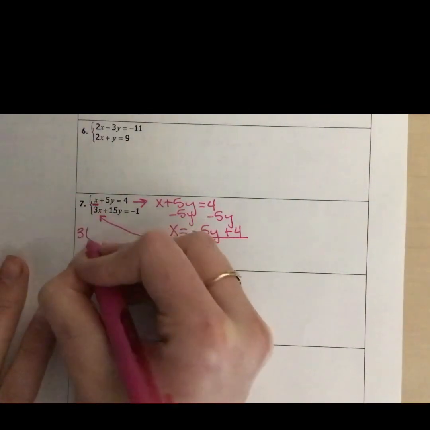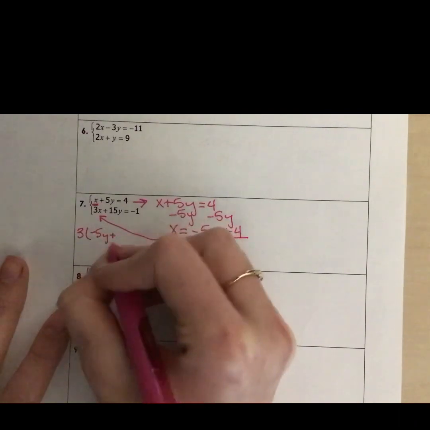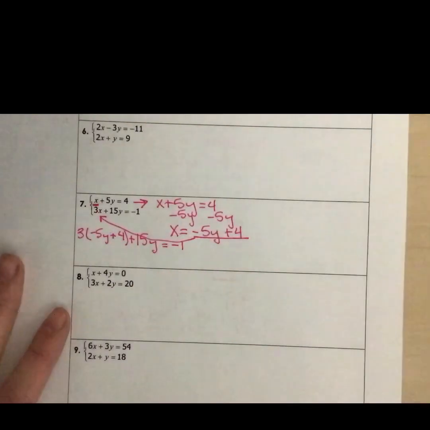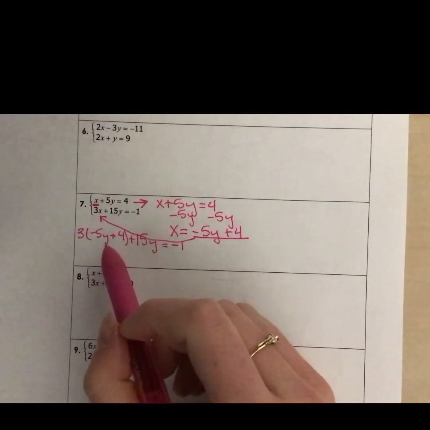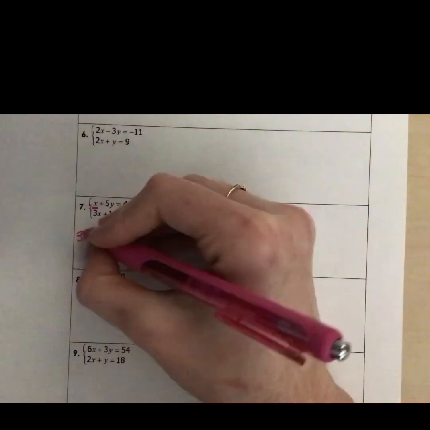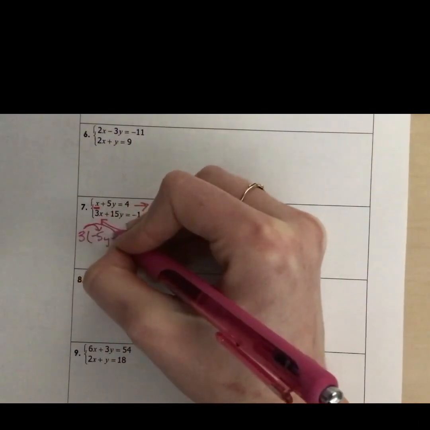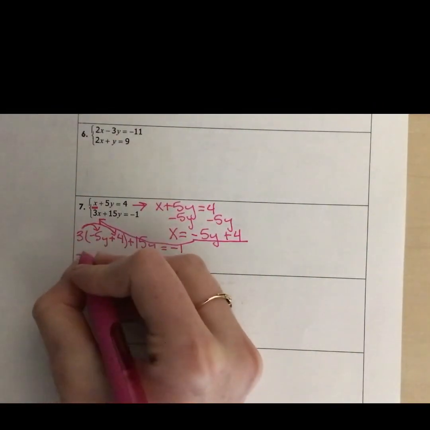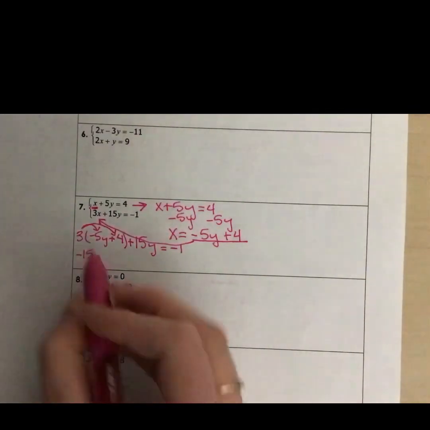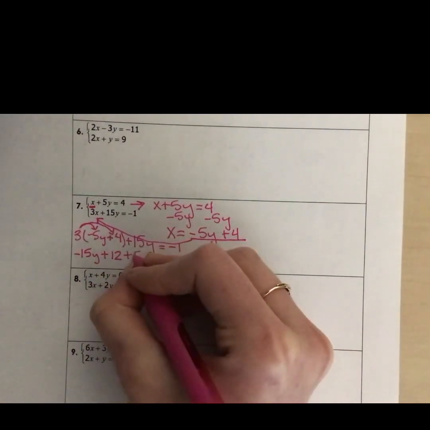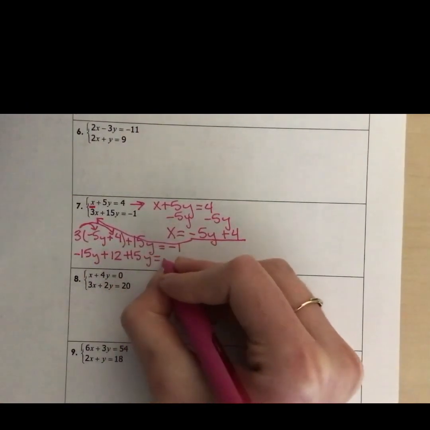So now I have 3 times negative 5y plus 4 plus 15y equals negative 1. Well, in order to solve for my next variable, I have to get y by itself, which means that I need to distribute this 3 to both parts of this parenthesis set. So if I take 3 times negative 5y, I get negative 15y. And if I take 3 times 4, I get plus 12. And I have plus 15y, and that equals negative 1.